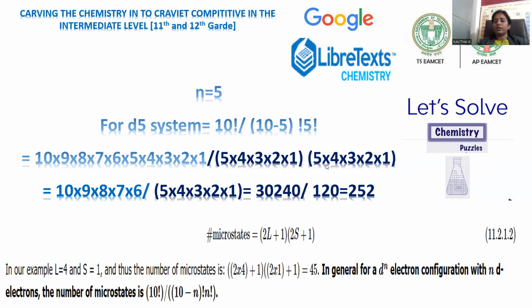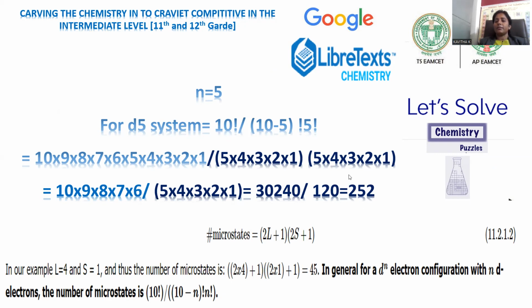And another 5 factorial is there, 5 into 4 into 3 into 2 into 1. This is the way we can expand the formula. Whatever 5 into 4 into 3 into 2 into 1 is there, they can compensate in the numerator and denominator. Similar terms we can compensate. Whatever is left over, 10 into 9 into 8, 7, 6 upon 5 into 4, 3, 2, 1 can be written, right? So after the multiplication, we can write like this, and finally we can calculate it as 252.